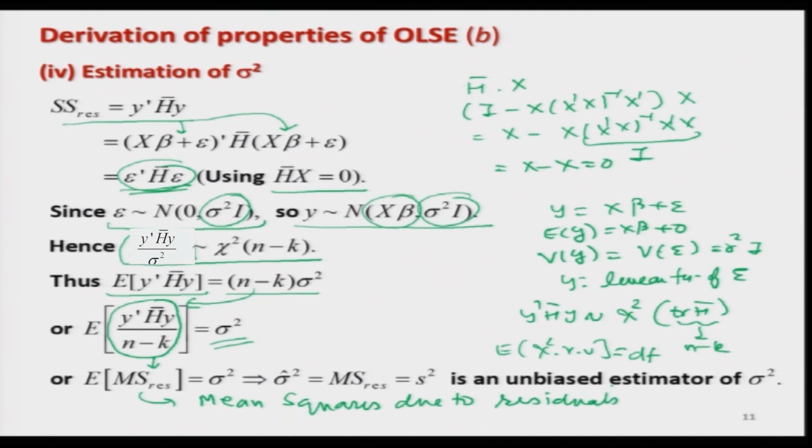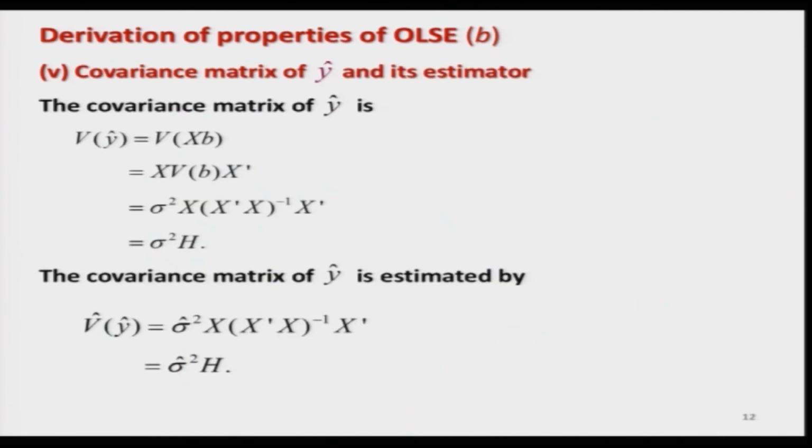So, this comes out to be sigma square, and this sigma square hat now becomes the same as MS res, mean square due to residual, which we have denoted by s square. You will see that when you implement it in the R software, you will get the value of MS res. So, that is why I am trying to introduce it here, right.